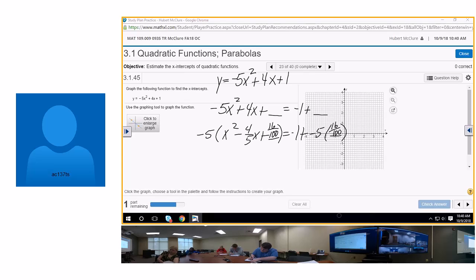I can't believe somebody hasn't asked me, how do I get the divided by 2 and square it? I can't believe anybody hasn't asked me that. But I guess everybody knows. So anyway, -5 times x minus 4 over 10, quantity squared, is equal to, and we're going to change this into -1 minus, what is that, 16 over 20? Somebody check me.